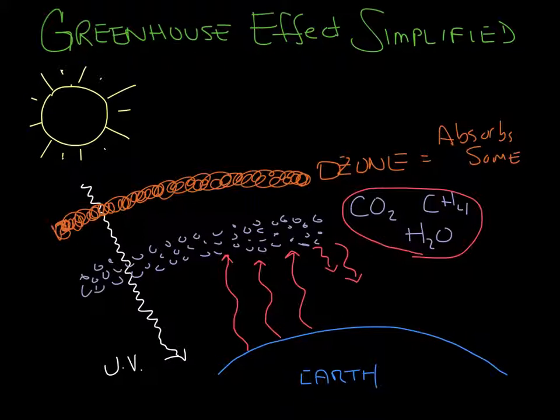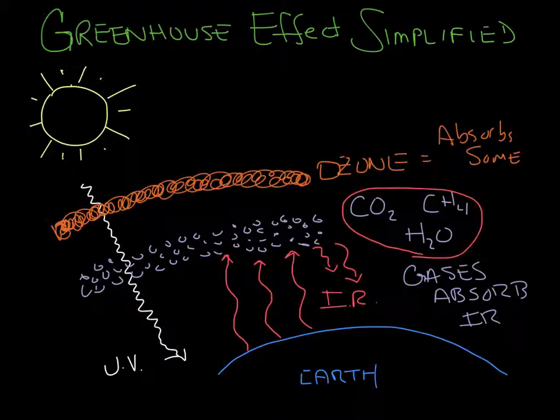But the whole idea of the greenhouse effect is very simple. It is ultraviolet radiation coming in. It strikes the Earth. It is absorbed by the Earth. Then it is re-radiated back as infrared radiation. That infrared radiation is absorbed by the greenhouse gases. And when they absorb it, it holds in heat, and that warms us up.